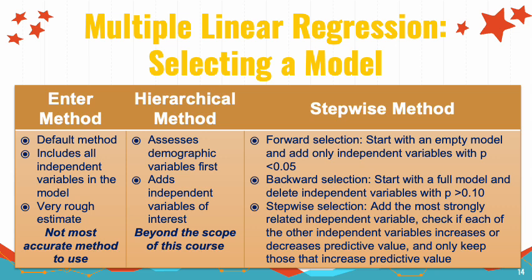In this method, the model starts empty, and you add the most strongly related independent variable, then the second most strongly related independent variable, and you see if having both variables increases or decreases your predictive value. If it increases, you keep both. If it decreases, you remove the second independent variable, and then you continually add other independent variables and reassess if the predictive value has increased or decreased until all useful values are included and all non-useful values have been omitted.